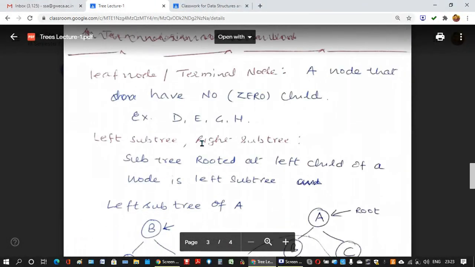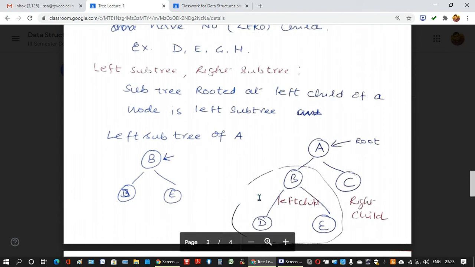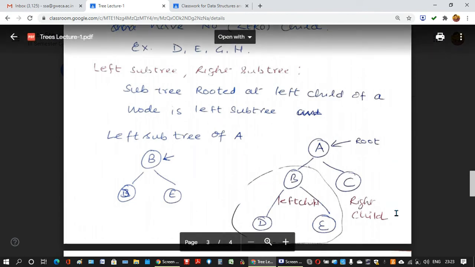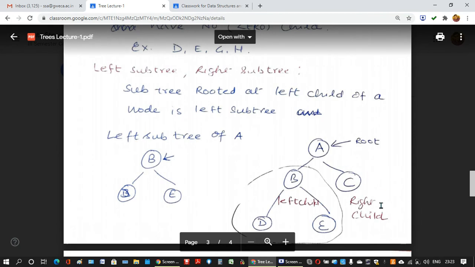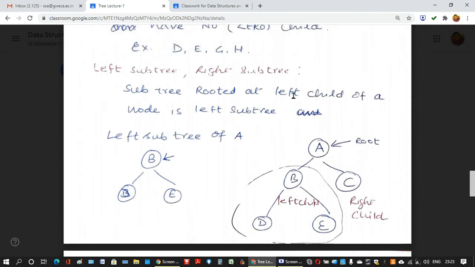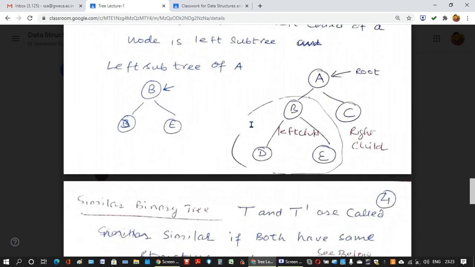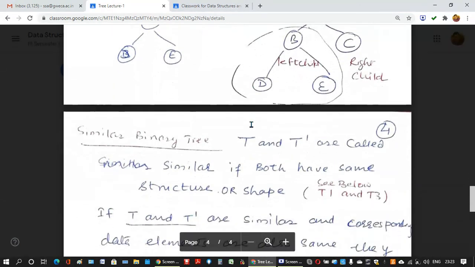Then here I have shown the left subtree and right subtree, which I have already discussed. So for A, this complete part is the left subtree, and for this C only, this is the right subtree. The subtree rooted at the left child of A is called the left subtree, and the one rooted at the right child of A is called the right subtree of A.